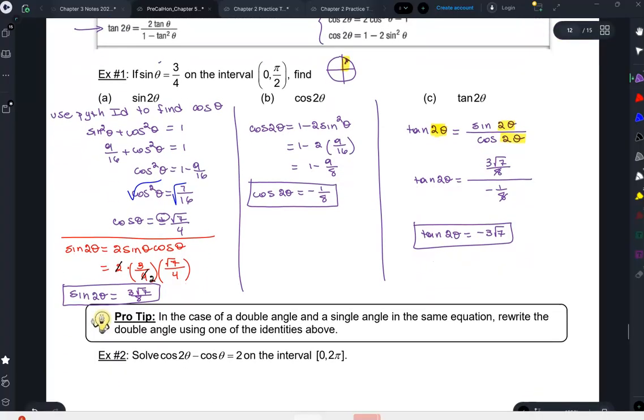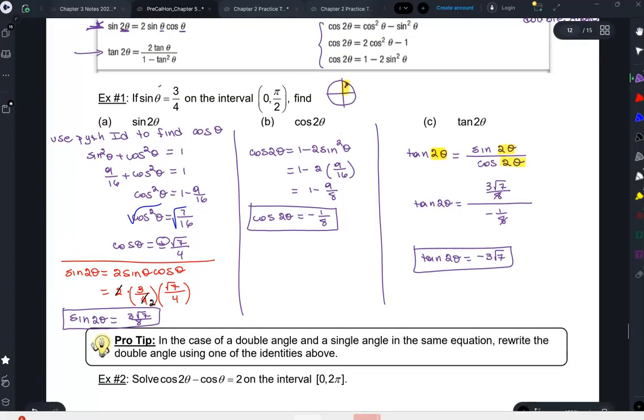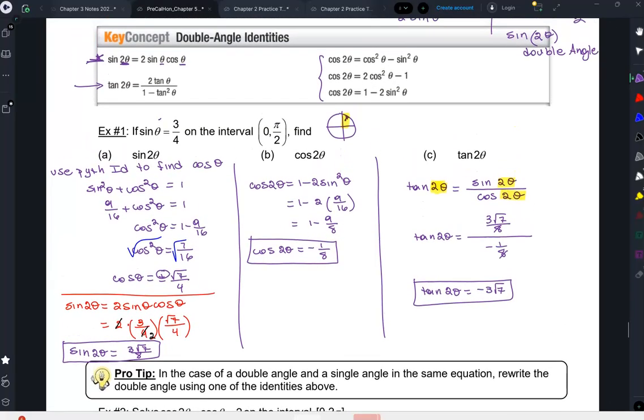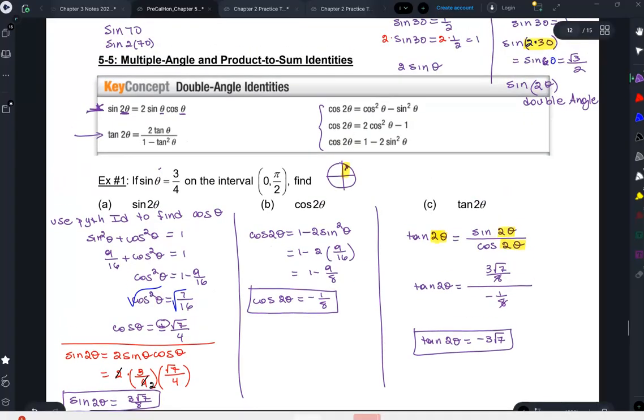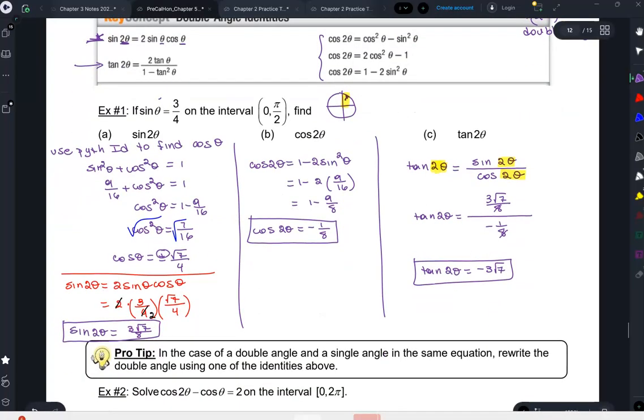Okay, yeah. Can you just do the sine over the cosine for the tangent? Do we have to memorize it with the secant? Will there be secant 2 theta? Yeah. I mean, secant 2 theta would just be 1 over cosine 2 theta. Secant 2 theta would just be negative 8 over 1. Okay.